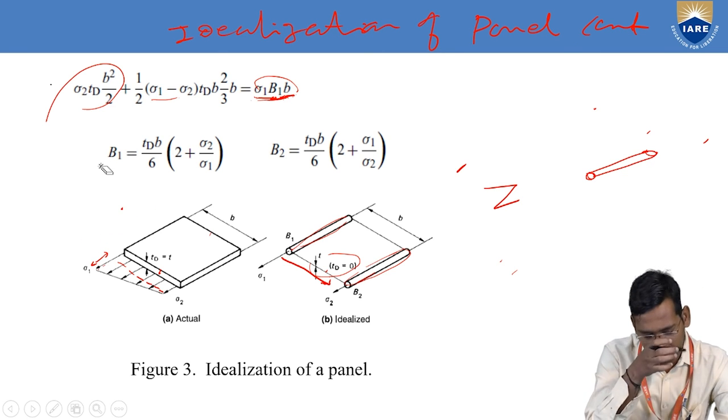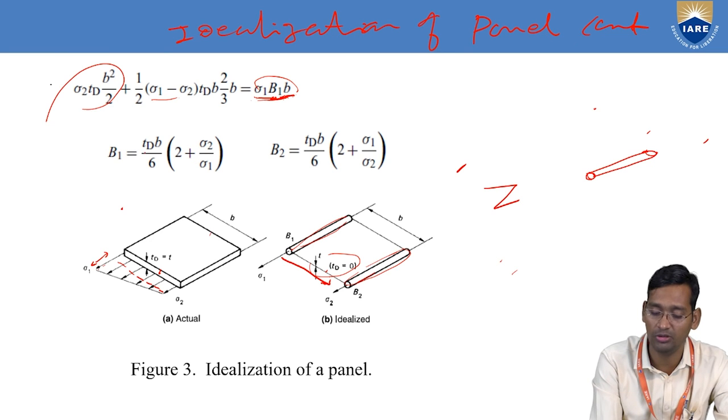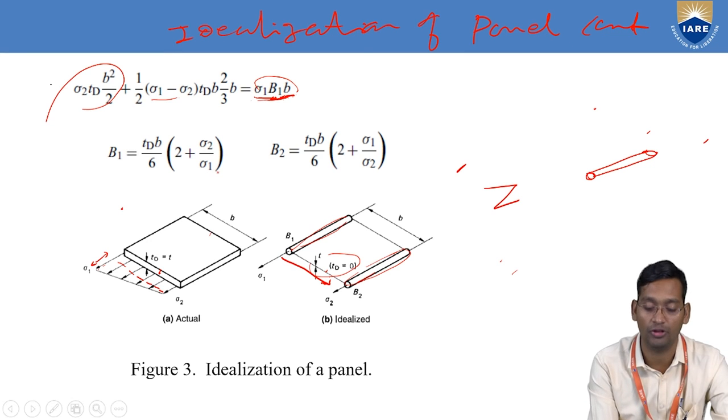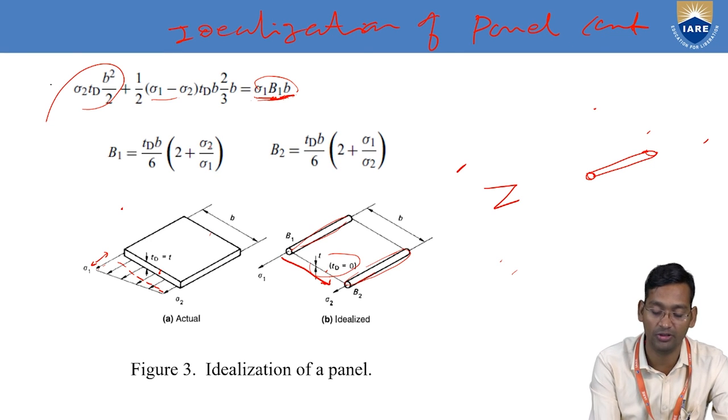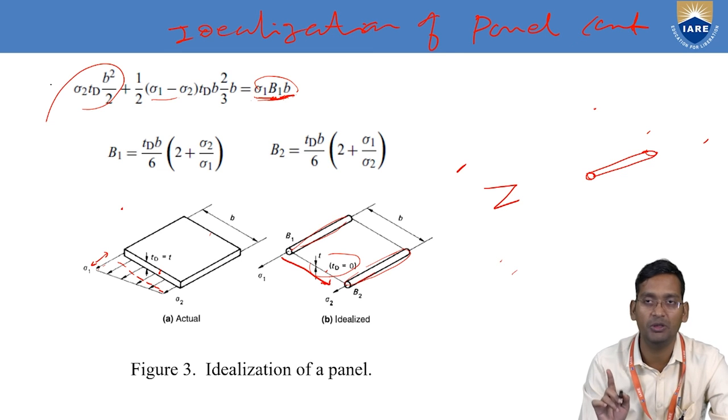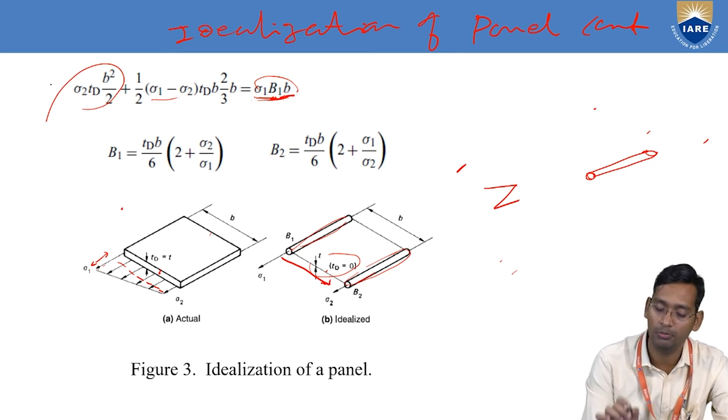So B1 will be equal to what? After solving, B1 equals TD into B by 6 into 2 plus sigma 2 by sigma 1. So here one thing you have to remember is how to simplify this. Similarly, you can find B2 also. For finding B1, take moment along B2. For finding B2, take moment along B1. Okay. Same way you can find.